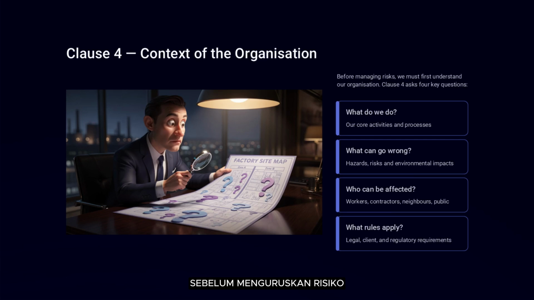Before managing risks, organizations must first understand their context. This includes understanding the organization's activities and processes. It also involves identifying hazards, risks, and environmental impacts. We must also consider who may be affected by our operations, including workers, contractors, and the public. Finally, we must understand the legal, regulatory, and client requirements that apply to our operations.